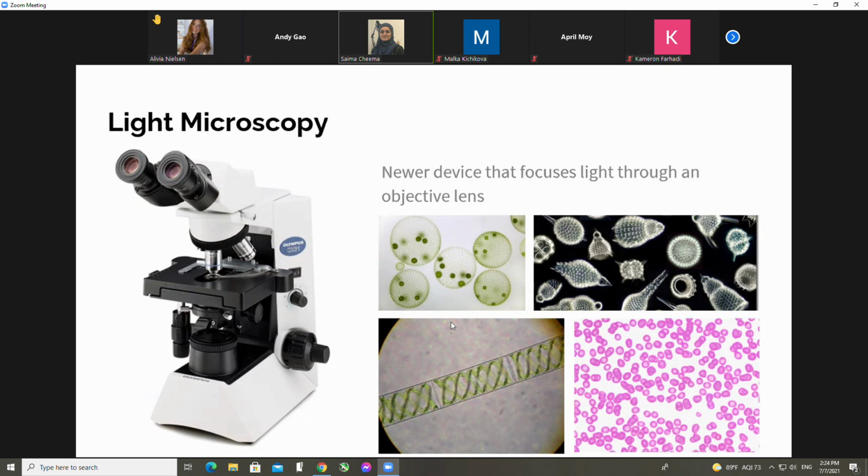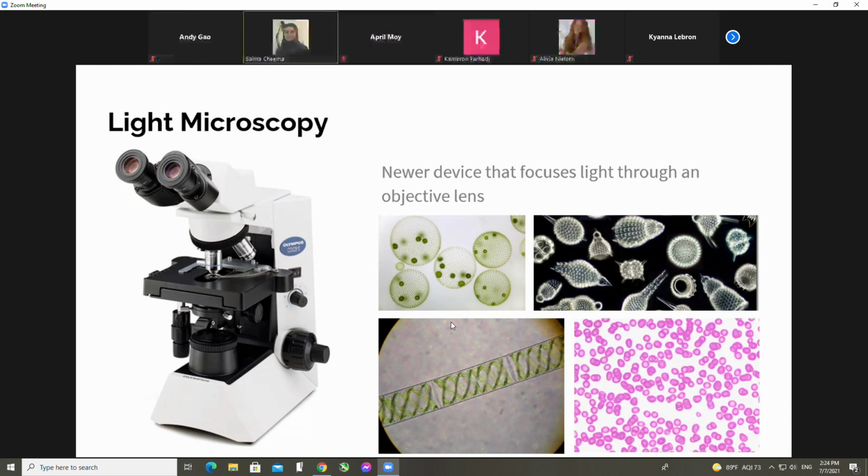Yes, Olivia. For the pictures that you posted here, do any of them have an oil immersion magnification? I would think that the red blood cells are probably under the oil immersion. Okay, thanks. But you can't tell just by looking at the picture which one it would be. The oil doesn't do anything to the image other than allow light to pass through a little bit better.